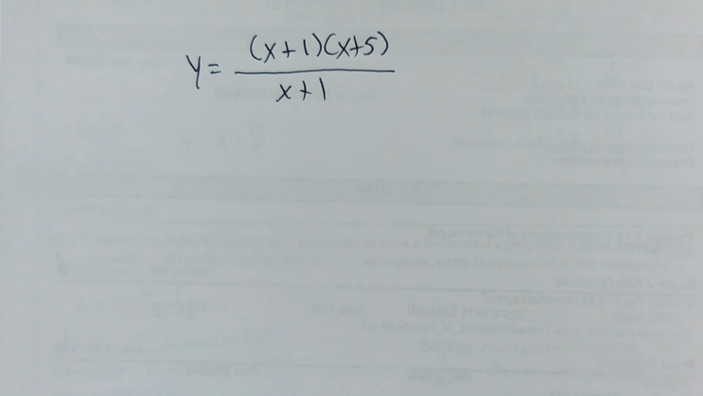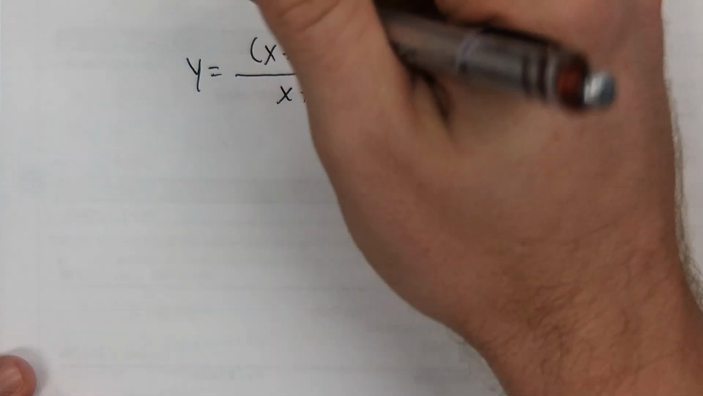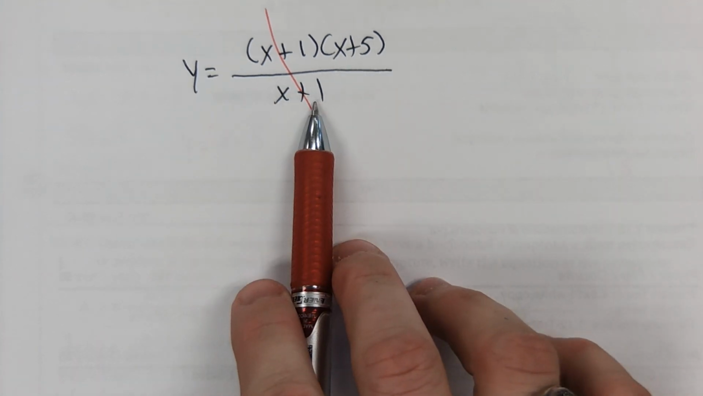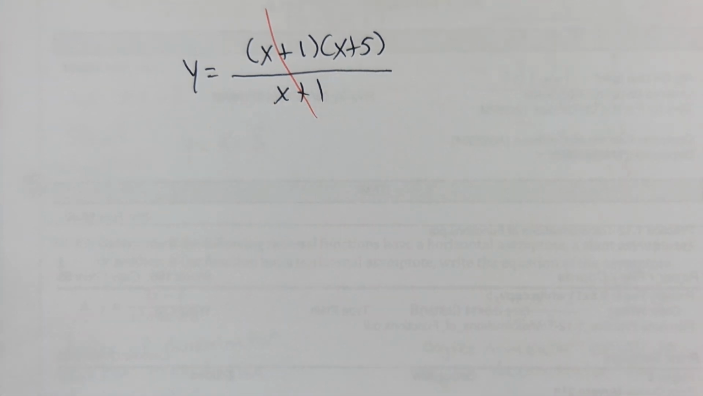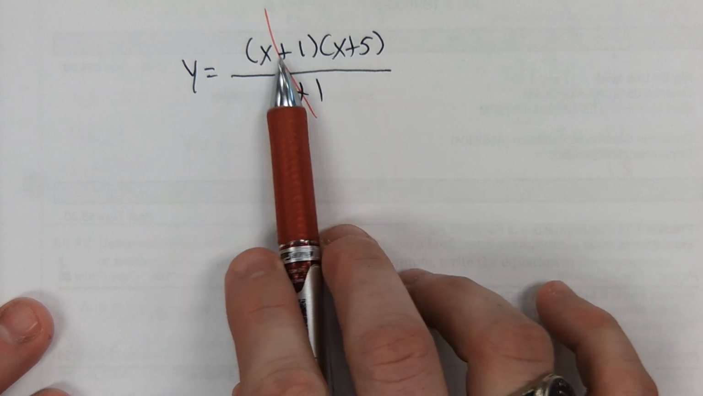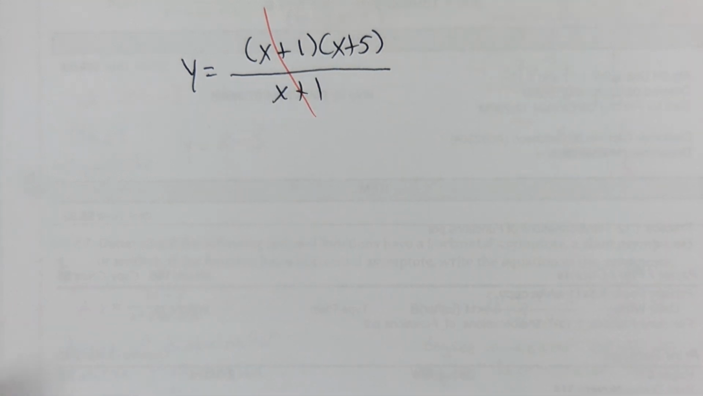That's a quadratic over a linear. So it looks like it'll have a slant asymptote, right? But this cancels, which creates a hole in the graph. So this is actually just the line y equals x plus 5, but it has a hole in it. So it doesn't have a slant asymptote, which is what it appears to have because it's a quadratic over a linear. It's the line y equals x plus 5 with a hole in it at x equals -1.